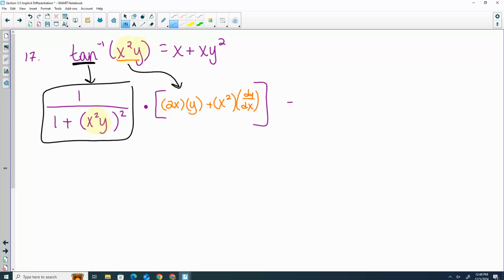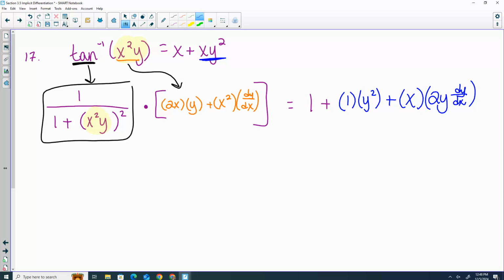Okay, moving to the left-hand side, derivative of x: 1. That was nice. All right, now we need the derivative of xy squared, so we have to do product rule and then chain rule. Derivative of the first times the second, plus the first times derivative of the second. Derivative of y squared is 2y dy dx. Yeah, I ran out of room a little bit on this line.